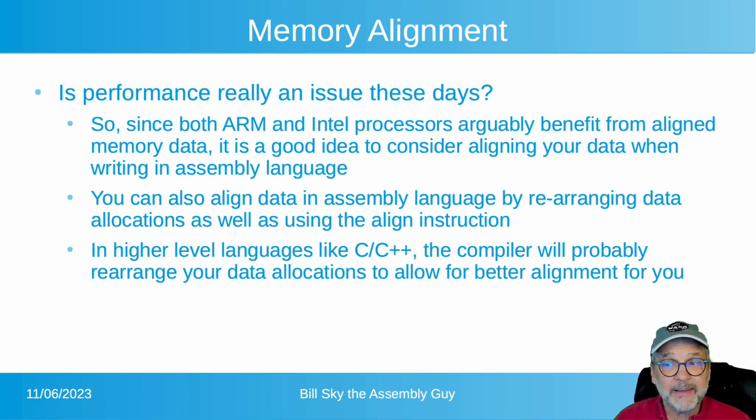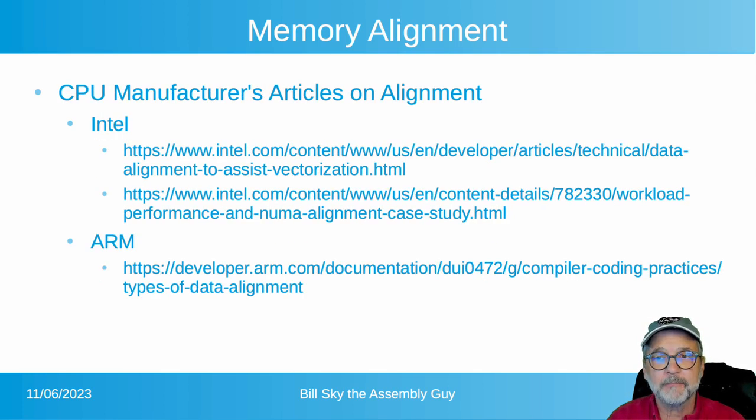You can also align data in assembly language by rearranging data allocations. For instance, if you've got a byte and then 2 double words, instead of having the double words after the byte, put the double words before the byte. That way they're automatically going to be aligned on that 64-bit or 32-bit boundary, and then the single character won't be. So by rearranging things, and it takes a little bit of arithmetic in your head and knowing how big everything is. And also in the higher level languages like C or C++, the compiler will probably rearrange your data allocations to allow for better alignment for your app.